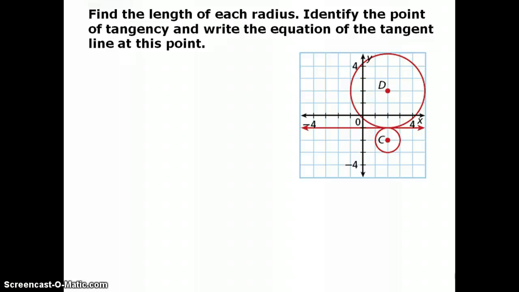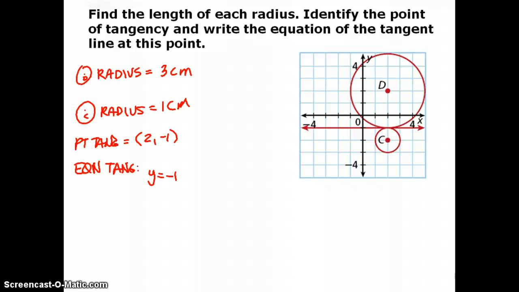So you have one that you can do now. Press pause right now, and then check your answers afterward. All right, here are the answers. The radius of the big one is 3, the radius of the small one is 1. You can see the point of tangency is right here at 2, -1. And the equation of this red line, the equation of the tangent, is y equals -1.